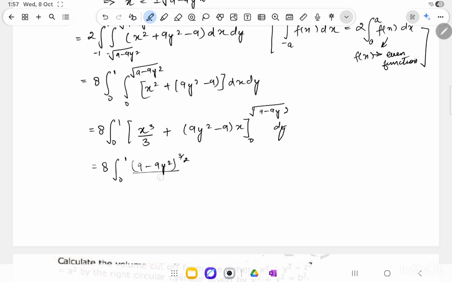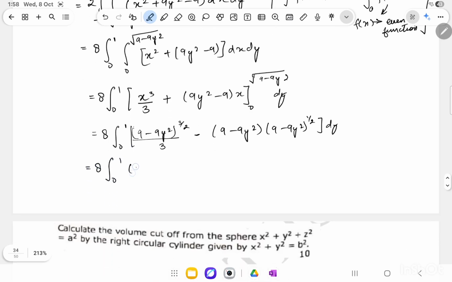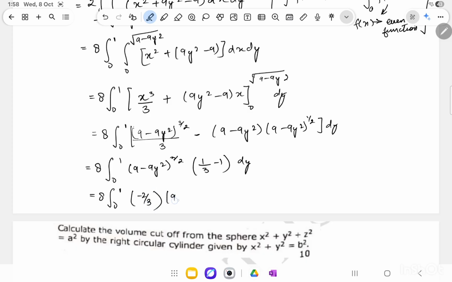plus 9y², or maybe minus, I can just pull out the minus sign, so it will be minus (9 − 9y²) times (9 − 9y²)^(1/2) dy. Now if I simplify it, it will be 8 times the integration from 0 to 1 of (9 − 9y²)^(3/2) times (1/3 − 1) dy. So it will be 8 times the integration from 0 to 1 of −2/3 (9 − 9y²)^(3/2) dy.